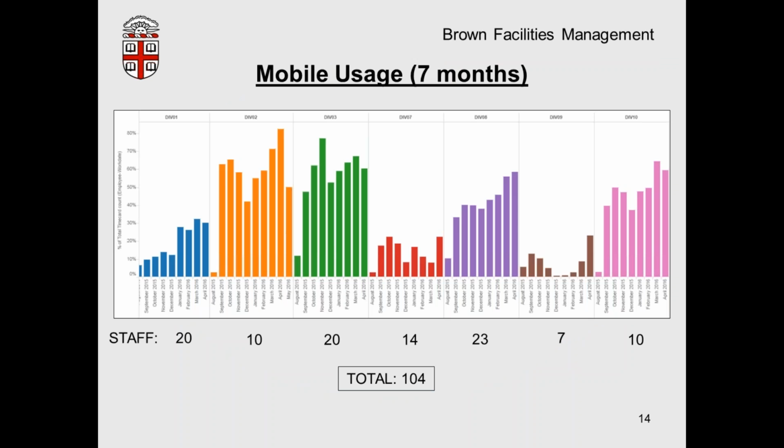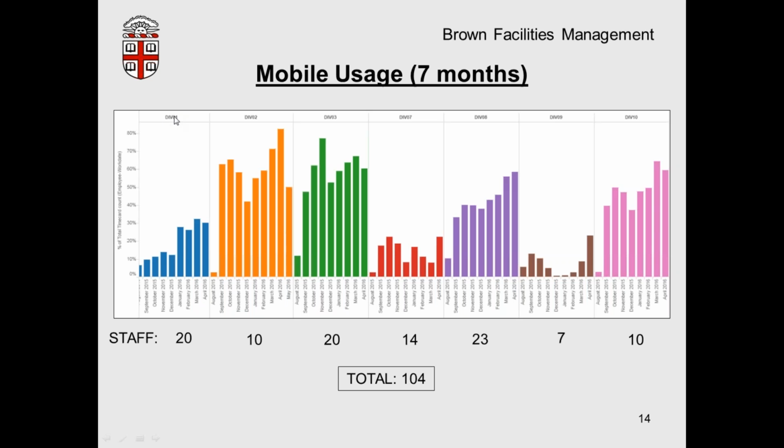So here's just a screen capture of a graphic that's coming out of our reporting system. This is a Tableau report, and what it's showing is mobile usage for the past 7 months. And this is our way of tracking how well the adoption rate is amongst our trade staff. So along the bottom here, you have the staffing levels for each of our trade shops.